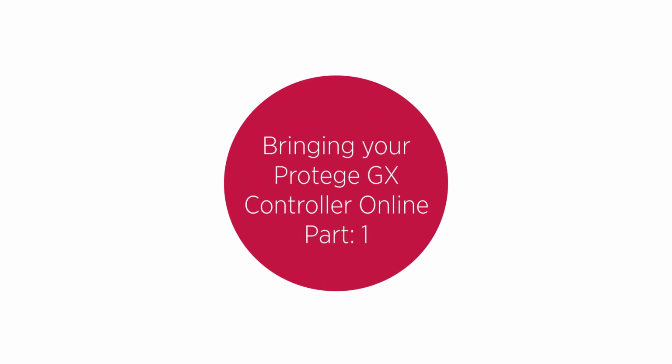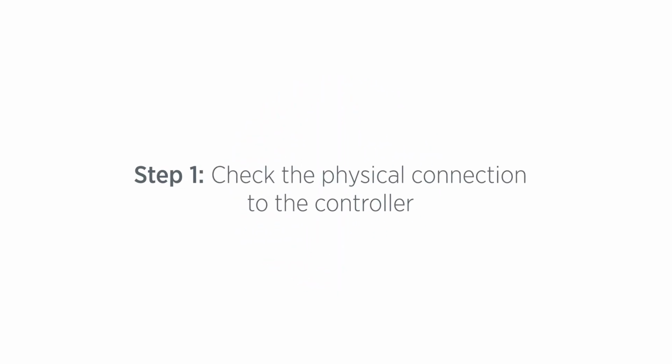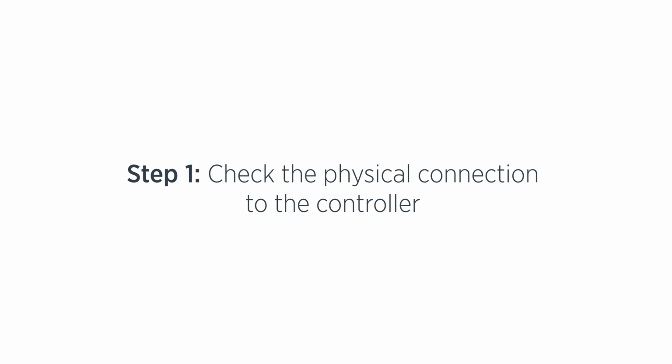This series is about troubleshooting how to get your ICT controller online and communicating with your server. If you're having an issue with your controller communicating with your server, the first step is to make sure that your devices are physically connected.